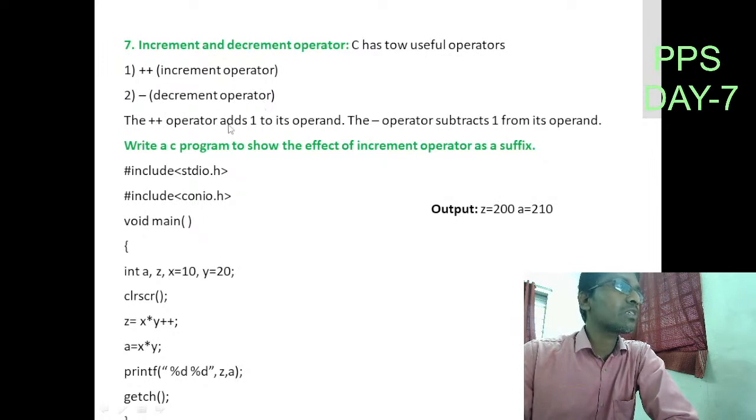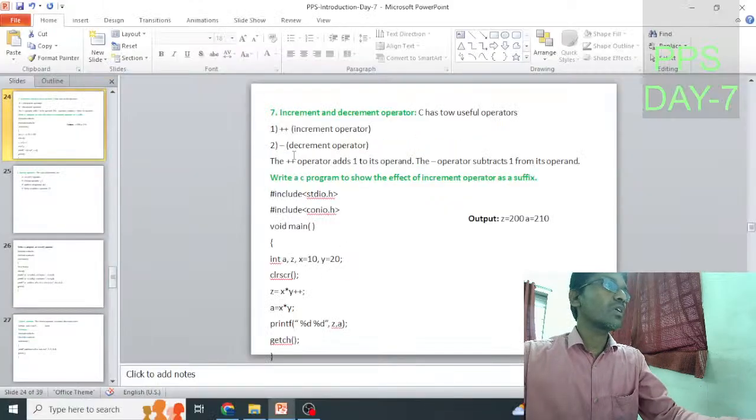So what does plus plus indicate? The plus plus operator adds 1 to its operand. For example, a is equal to 10 and a plus plus. That means it will be incremented by 1, so then the a value will be 11. Plus plus indicates increment by 1, whereas minus minus indicates decrement by 1. That is the only difference here.